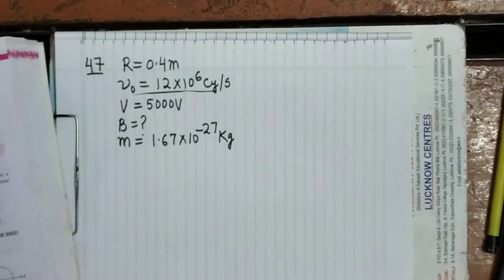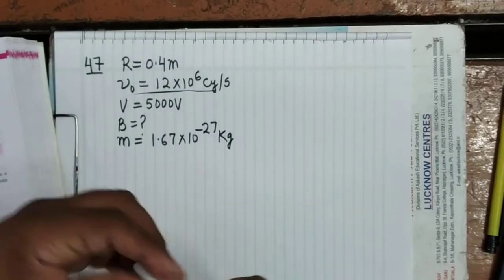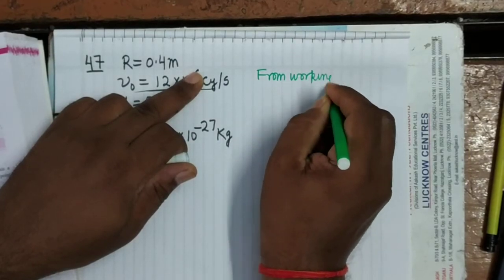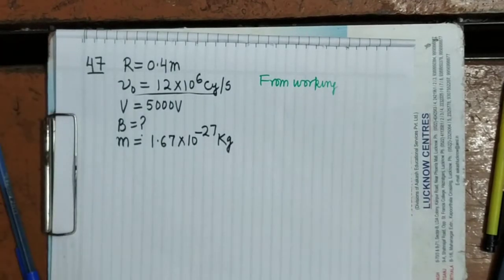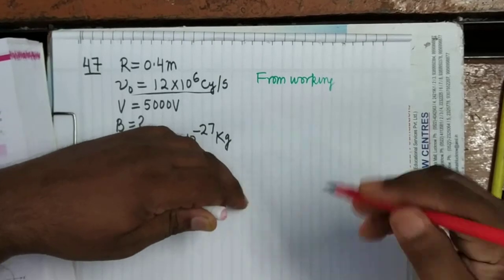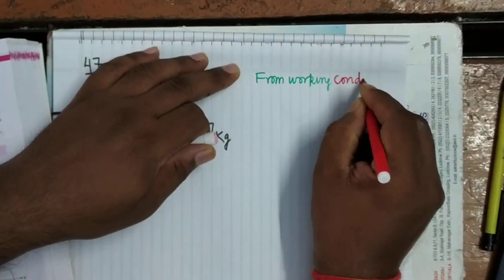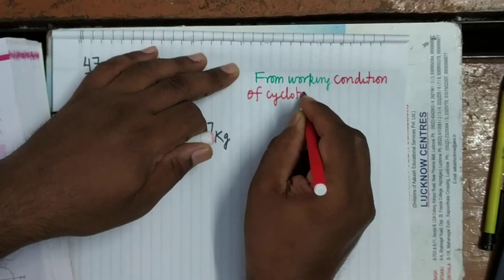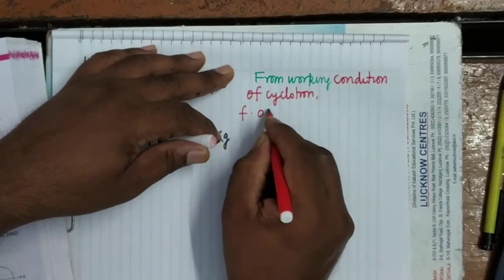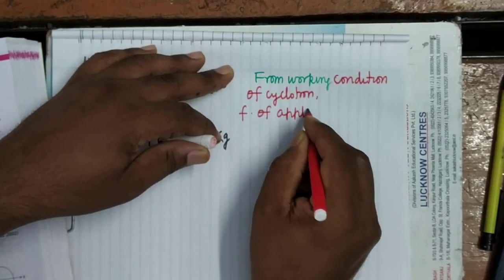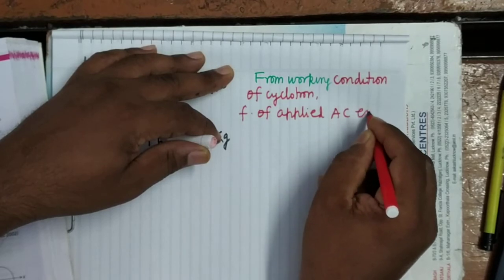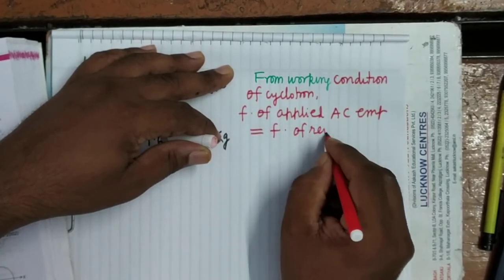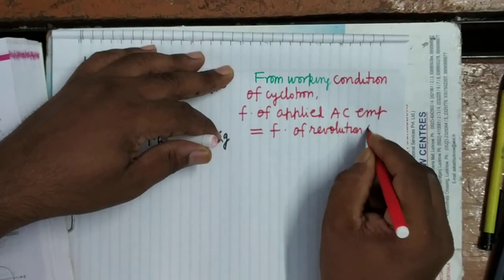So see here, I am writing the same thing. From the working condition of cyclotron, frequency of applied AC EMF equals frequency of revolution of charged particle.